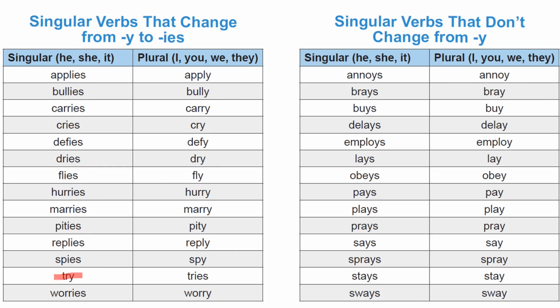This is wrong, so let's skip over that. We have the word worries. If we remove ies and replace it with y, it becomes worry. It becomes the plural form.